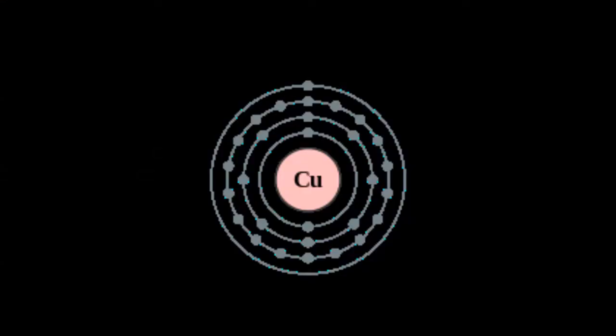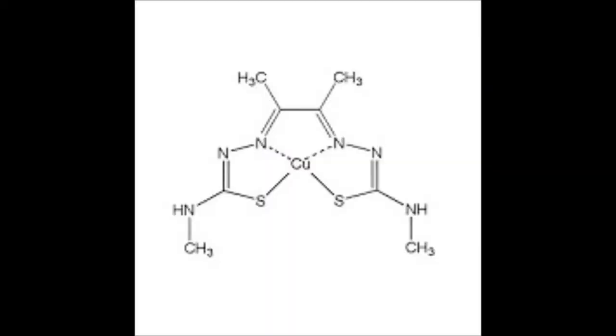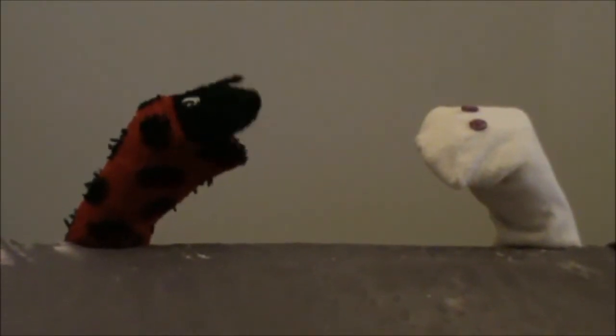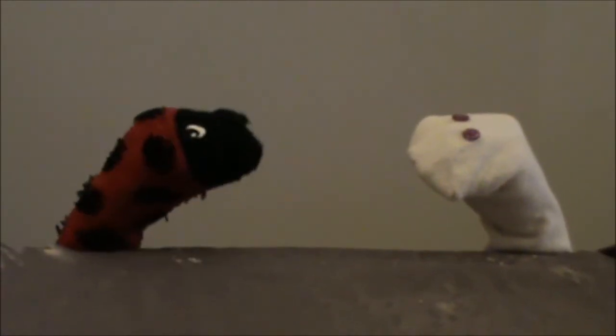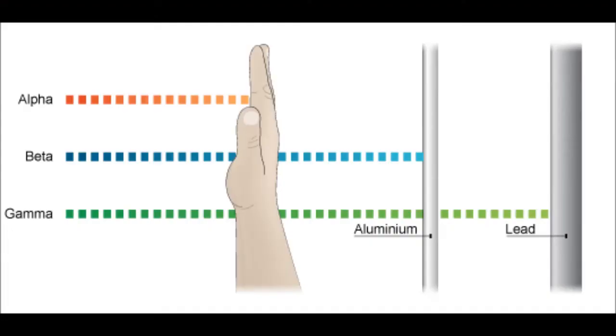It has a half-life of 12.7 hours, contains 29 protons, 29 electrons, and 35 neutrons, and emits beta and gamma radiation. Continuing on about the radiation it emits, copper-64 is made up of 69% beta radiation and 41% gamma radiation. Beta particles are electrons from the nucleus, which is a description of radioactivity. It can penetrate human skin though stopped by aluminium.